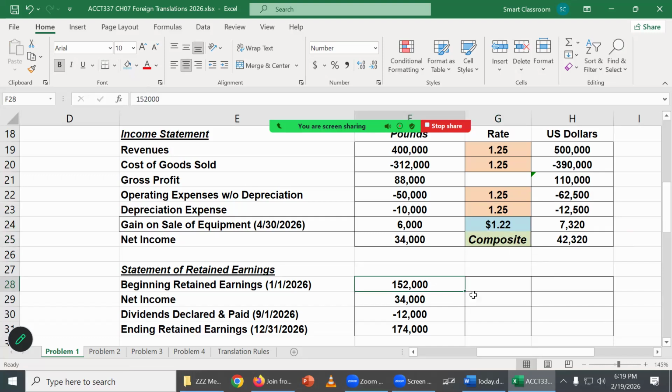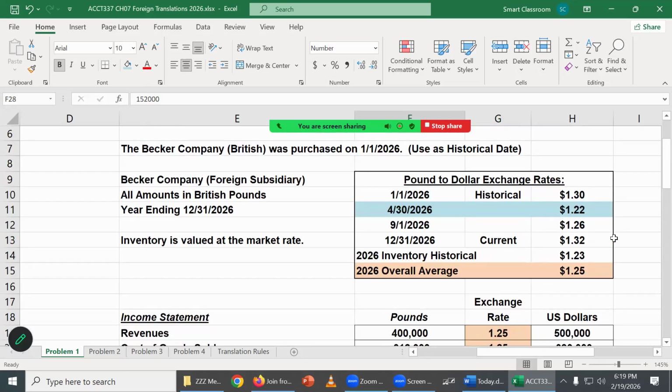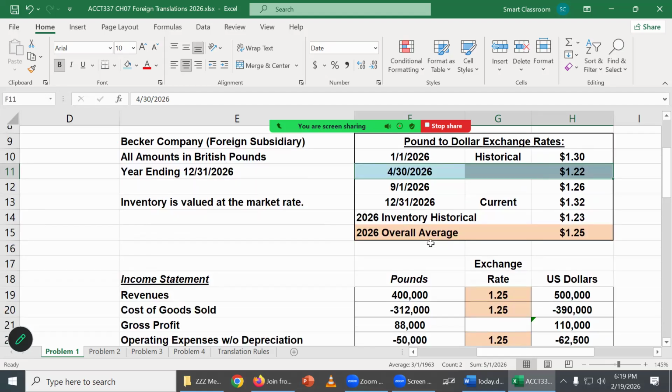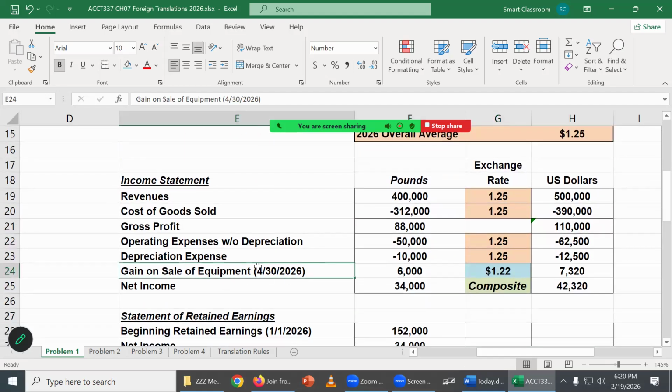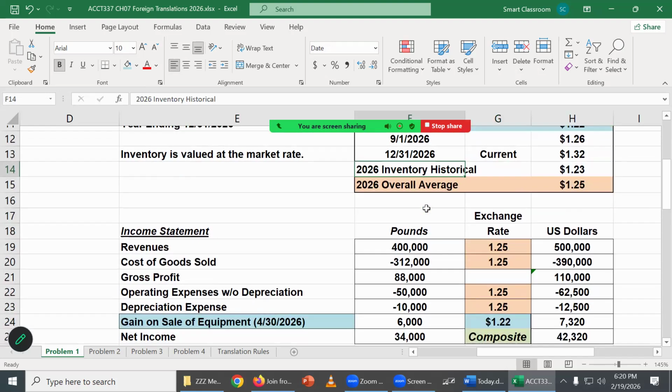Oh, is that even wrong? Oh, that's because this is at this date, is that 4/30? And the inventory historical can be a little bit complex because it can have many historical rates in it, and they'll give an average of it. And we'll run into that in the next one.